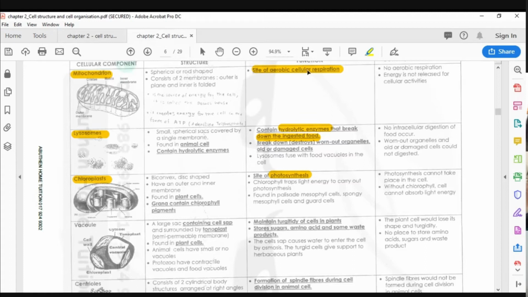Okay, can someone repeat what I said just now? Mitochondrion, you remember the aerobic. What does aerobic mean? Aerobic respiration. What is aerobic respiration? Hmm. What is aerobic respiration? No one knows?